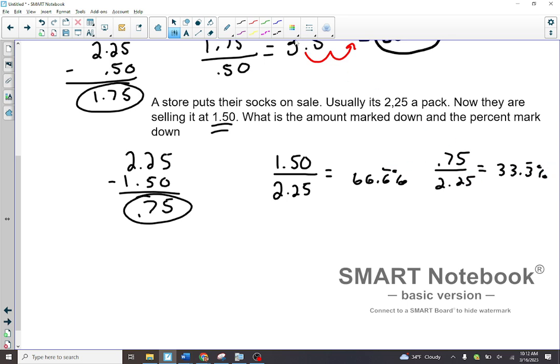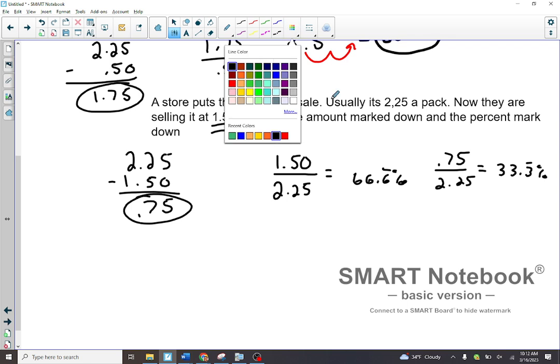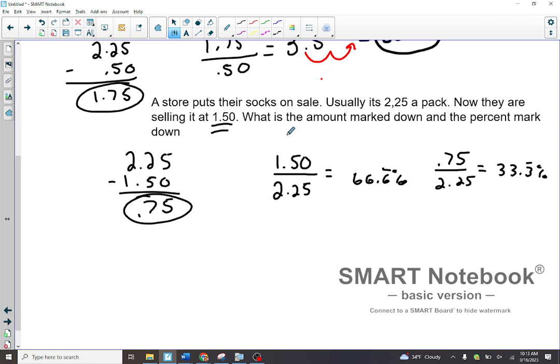Let me talk about the difference of these two. This here is the amount you're paying, and this is how much it's marked down. So if I ask what percent the customer is paying, you would say 66%. If I ask what's the percent marked down, it dropped 33%. So this case will be your answer.